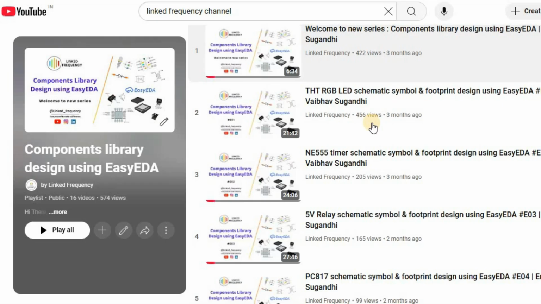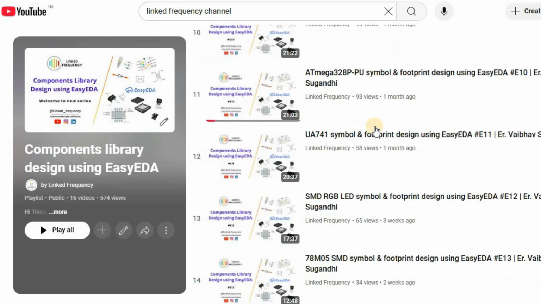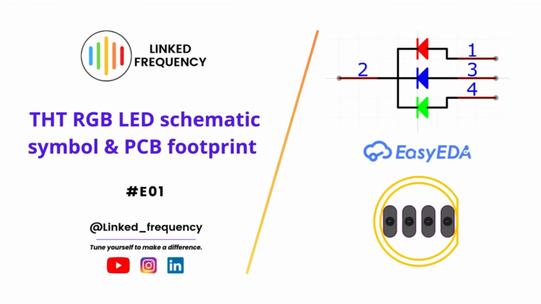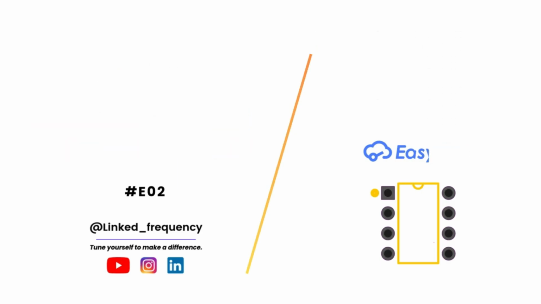In these 15 tutorials, we have considered the most commonly used components for schematic symbol and PCB footprint design. First one is the RGB LED. Through-hole RGB LED is widely used in indicators and most electronic items. That's why we created a schematic symbol and PCB footprint for it. Thereafter, we went to the NE555 timer. Astable multivibrators and bistable multivibrators are designed using this IC. That's why we created a schematic symbol and PCB footprint for that.